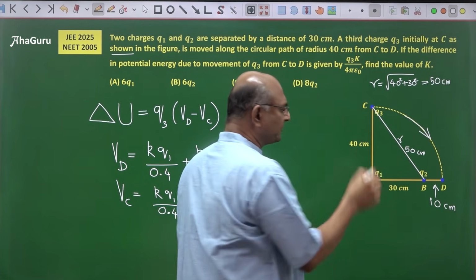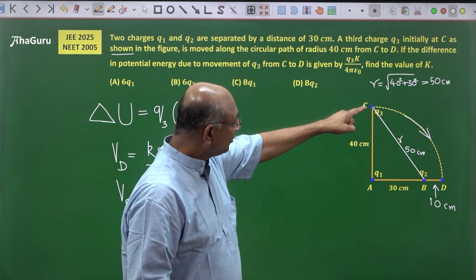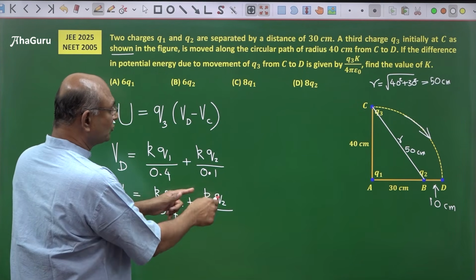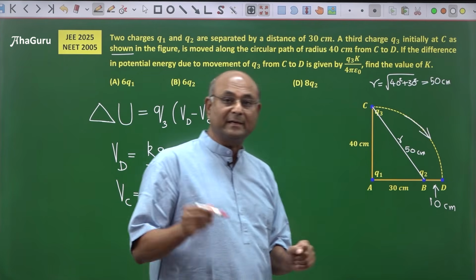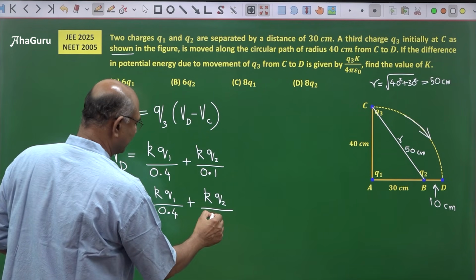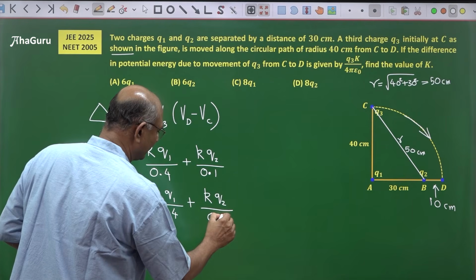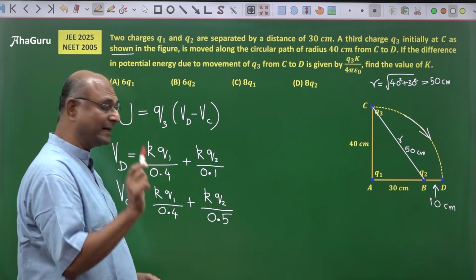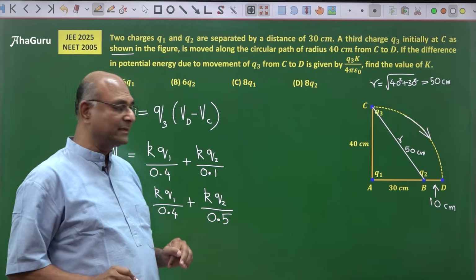So if this distance is 50 centimeters, then the contribution due to Q2 at C, V at C, is KQ2 by 50 centimeters. I will write 0.5 because everything we want in SI units. If you don't write 0.5, if you write 50, you should write centimeters. Don't forget that, okay? So I'm not writing the centimeters, I'm writing this.